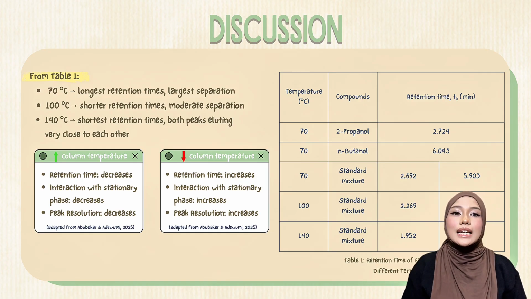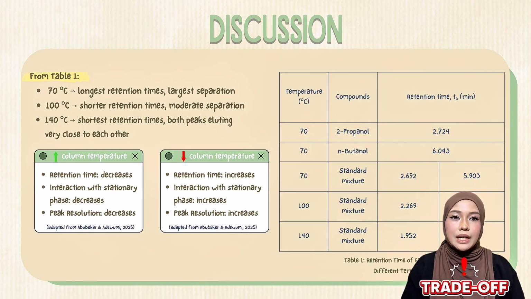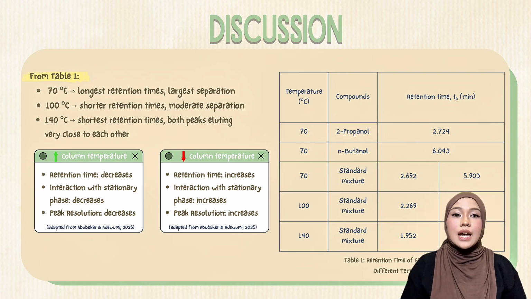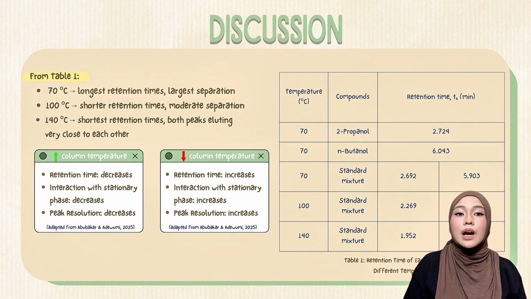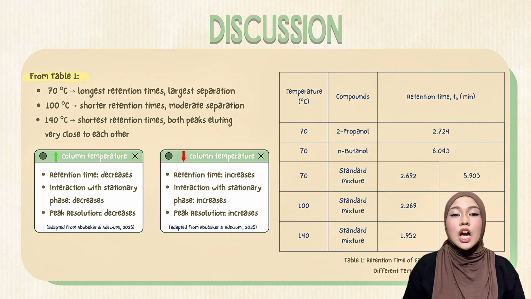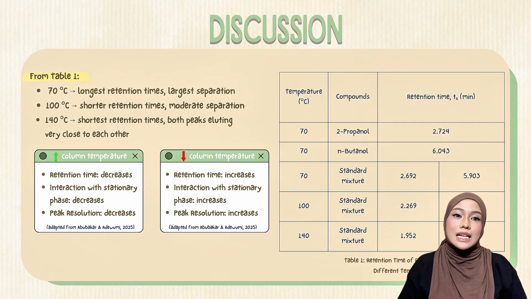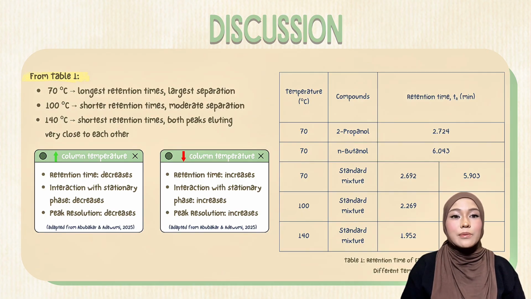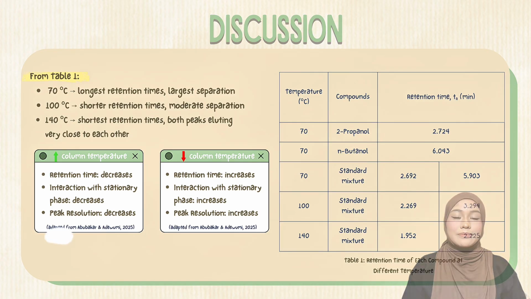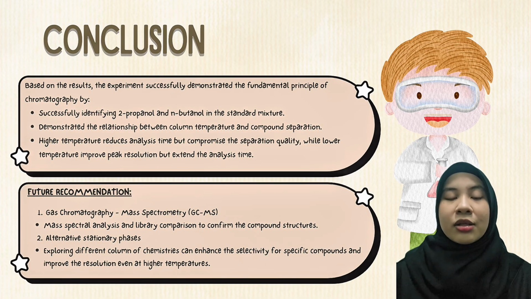There is also a clear trade-off in this experiment. Lower column temperature gives a better separation but needs longer analysis time, while higher column temperature shortens the analysis time but compromises resolution. Importantly, despite changes in retention time, 2-propanol always eluted before N-butanol at all temperatures, confirming consistent elution order.